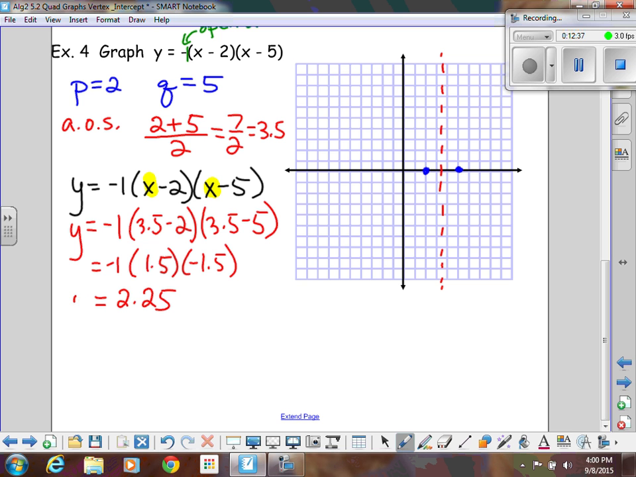So, whoa, what does that mean? That's our y coordinate, right? So our vertex is the point 3.5, comma, 2.25. So all I have to do is plot that. So I'm going to go to my axis of symmetry and go up to 2.25. 1, 2, and just estimate where you think 2.25 is. It's a little bit past 2, but not all the way up to 3. And notice it opens downward just like we thought it did. So that's 2 different ways to graph the quadratic equation besides the standard form.